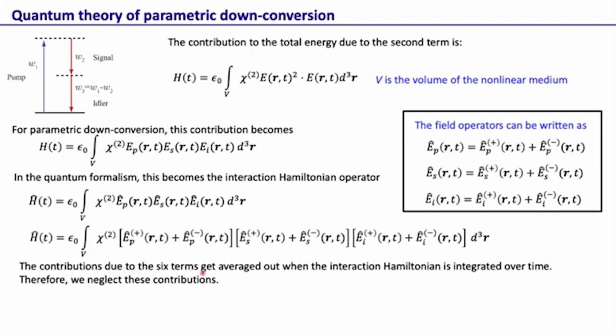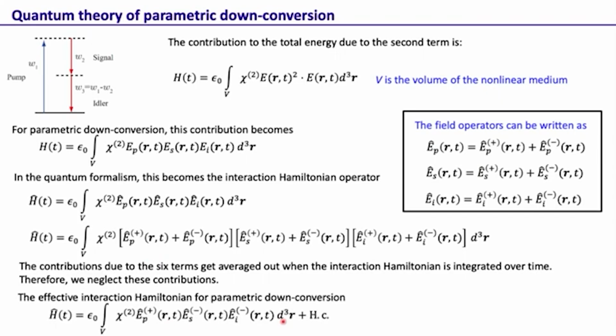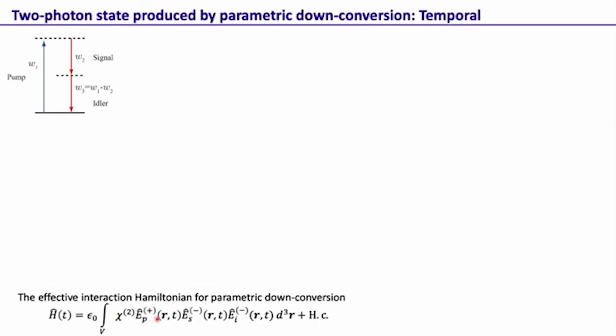that the contribution due to 6 of the terms gets averaged out when the interaction Hamiltonian is integrated over time. So when we are calculating the state, we integrate this Hamiltonian over some interaction time, and at that point the contribution due to 6 of these terms will actually become 0. So we are just neglecting those contributions here itself. So what we are effectively left with are just 2 terms. The first one is EP plus, ES minus, EI minus, and this Hermitian conjugate. So that is the effective interaction Hamiltonian for parametric down conversion.